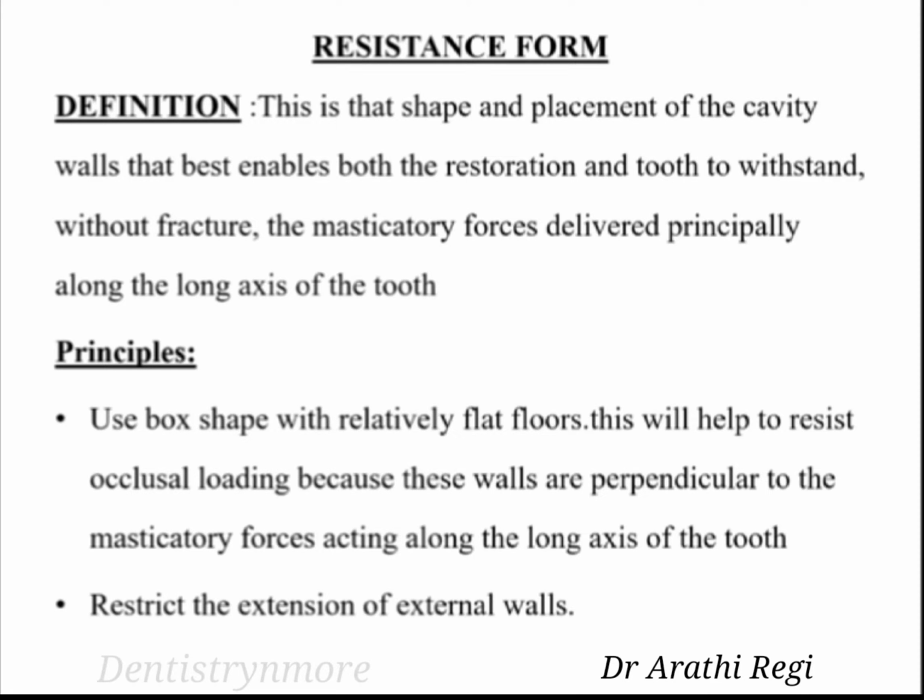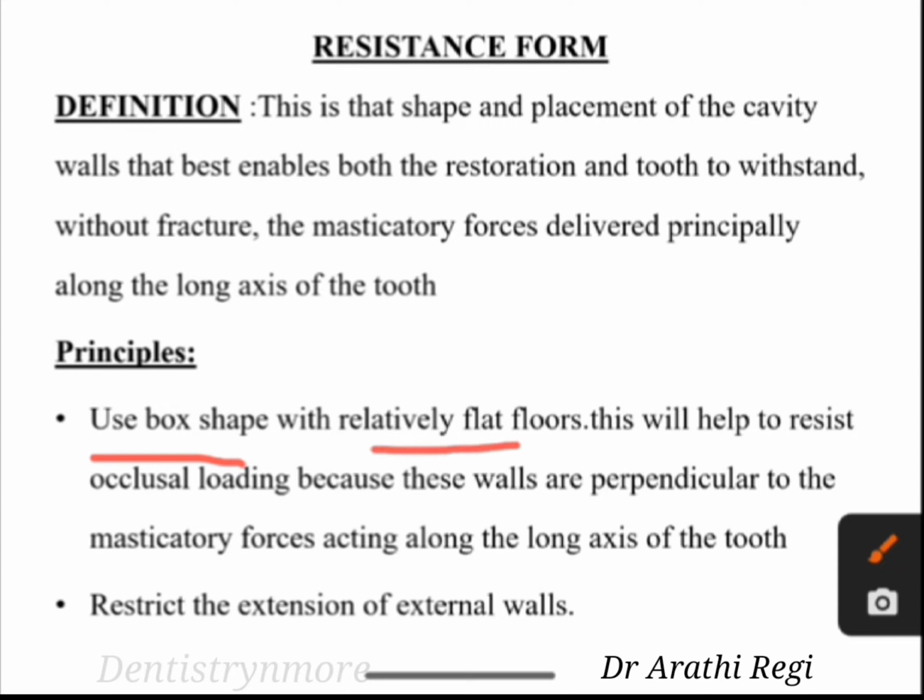Now we are moving to the short essays, that is resistance form. It's defined as the shape and placement of the cavity walls that best enables both the restoration and tooth to withstand without fracture the masticatory forces delivered principally along the long axis of the tooth. And this is the definition. And next one is principles. So principles, you should note the following, that is use the box shape with relatively flat floors. So this will help to resist the occlusal forces.